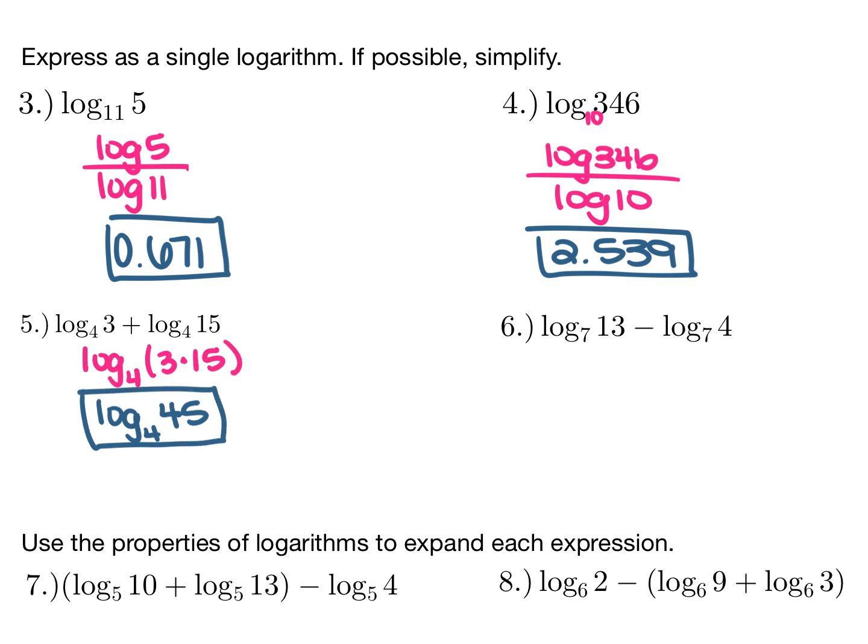For number 6, you have log 7 of 13 minus log 7 of 4. You're going to keep the log 7, and you're going to rewrite your subtraction using division. So it's just going to be 13 over 4. So log 7 of 13 over 4.